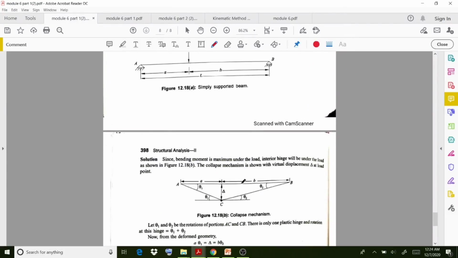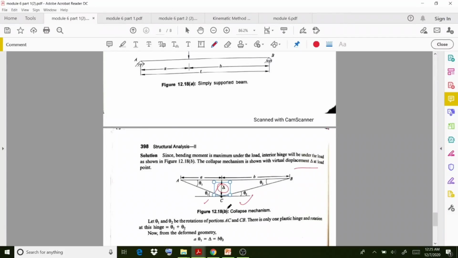If you observe that the load is acting over a particular point, there will be some deflection, which you can represent as delta. Since the bending moment is maximum under the load, the interior hinge will be under the load. So here we consider the hinge to be formed under this load, and the collapse mechanism is shown with the virtual displacement delta. You can observe that some rotation also happens, theta 1 at support A and theta 2 at support B.